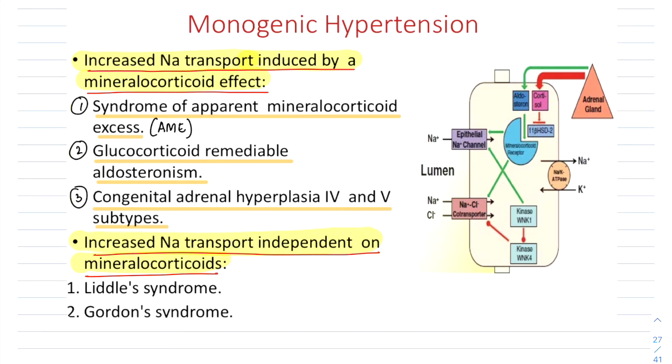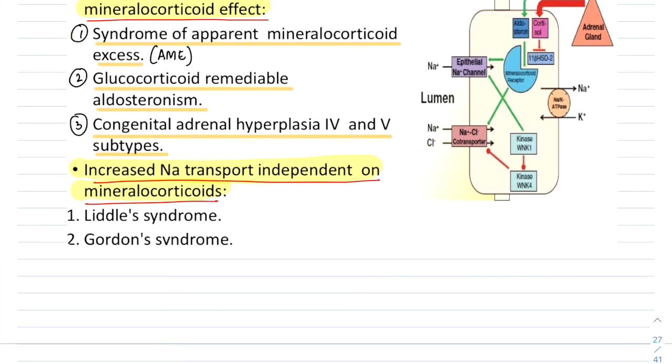syndromes or diseases. That is, first is the syndrome of apparent mineralocorticoid excess. Second is glucocorticoid remediable aldosteronism. And the third is congenital adrenal hyperplasias type 4 and 5. The second is increased sodium transport which is independent of the mineralocorticoid effect. That is, there is no action of mineralocorticoids causing the increased sodium transport. That includes Liddle syndrome and Gordon syndrome.